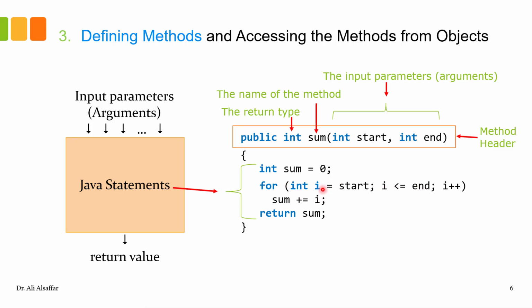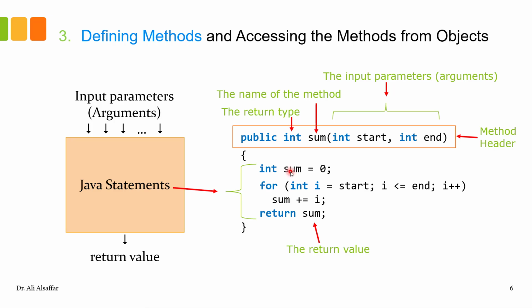And of course, this code is finding the sum, so it must return a value. So it must give us a result. This is why at the end we write return, and the return value will be the variable sum inside the method. Now the return value is sum, and sum is defined as an integer, so therefore the return type should be an integer. So the return type and the return value, both of them should be the same type.